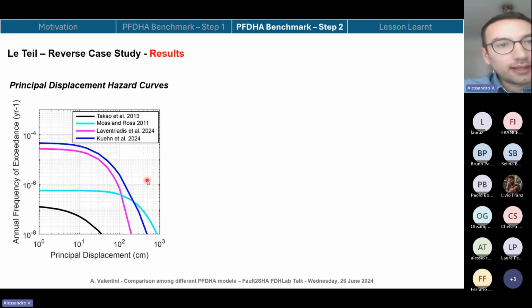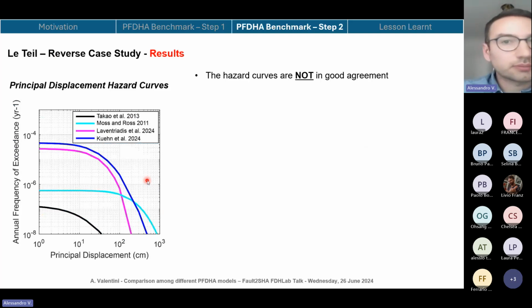So now let's see the Lenté reverse case study. Now the hazard curves are not in good agreement. You see a big discrepancy between the Takao and Lavrentiadis models. In the middle, there are the Moss and Ross models, and they range from halfway between 10⁻⁴ and 10⁻⁷, so a very huge range.